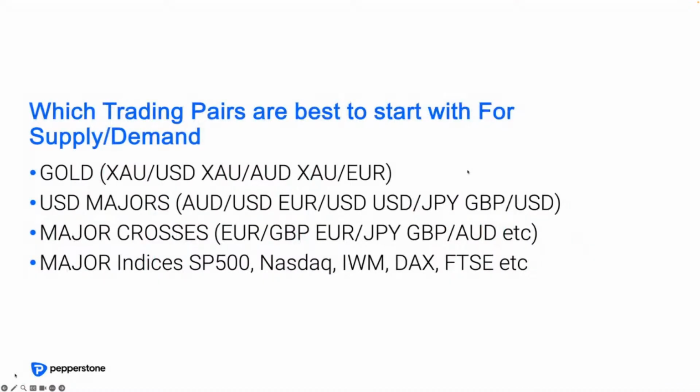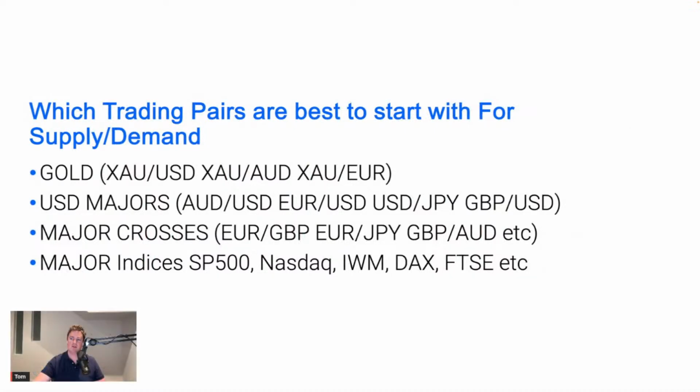So when do we use supply and demand? What pairs do we use it on? First up, supply and demand always needs to generally be used when it comes to the key major pairs. We're going to be looking at big liquidity events.